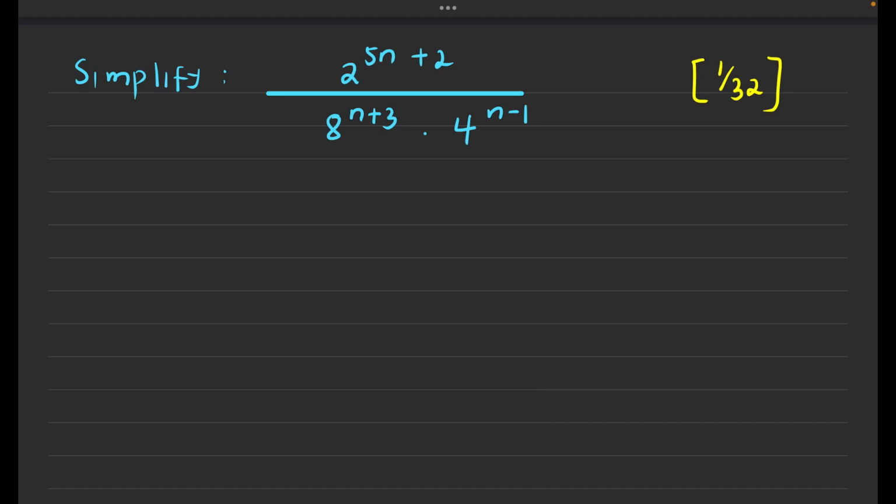Simplify 2 to the 5n plus 2 divided by 8 to the power n plus 3 multiplied by 4 to the power n minus 1. Once again, do that by yourself at home and see if you get 1 divided by 32.